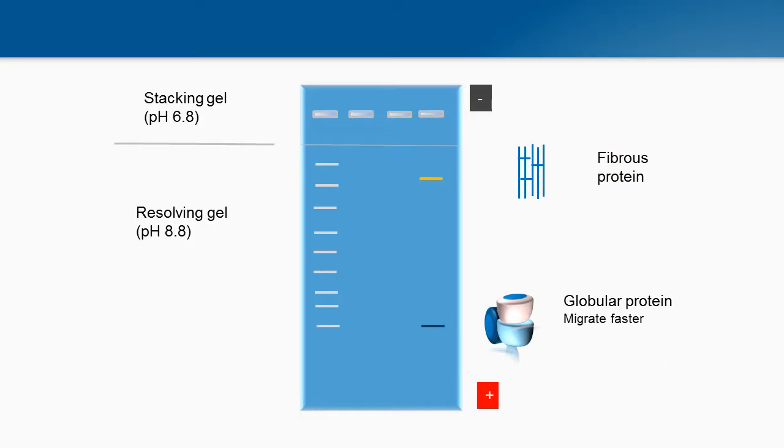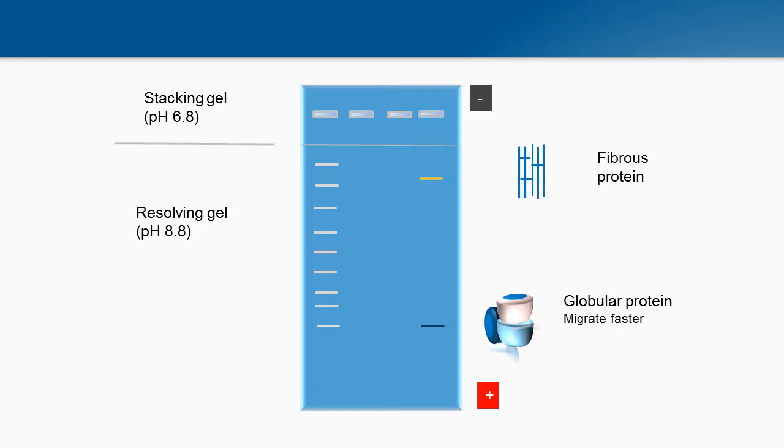In SDS-PAGE, we make two types of gel. First one is the resolving gel, second one is the stacking gel. Here you can observe that there is a difference in pH. Stacking gel has pH of 6.8, whereas resolving gel has pH of 8.8. Since there is a difference in pH and concentration, I'll discuss concentration later. Since there is a difference between concentration and pH, we call it a discontinuous gel electrophoresis.